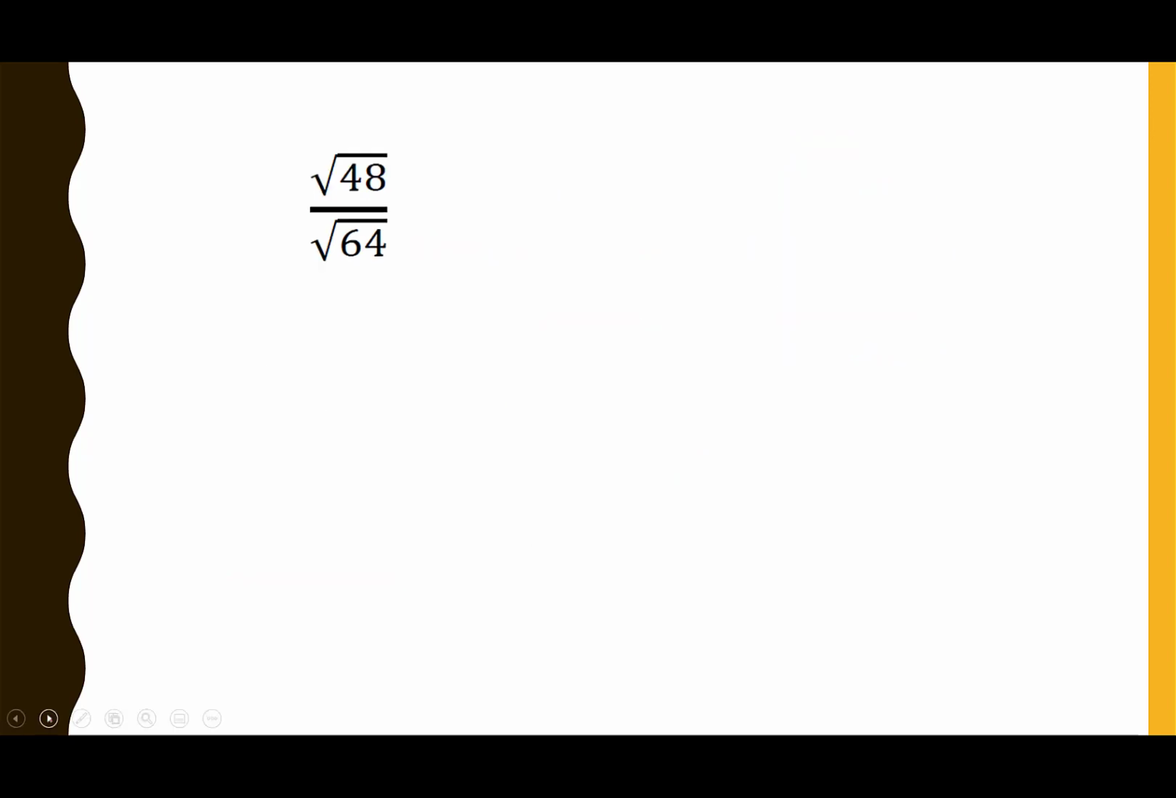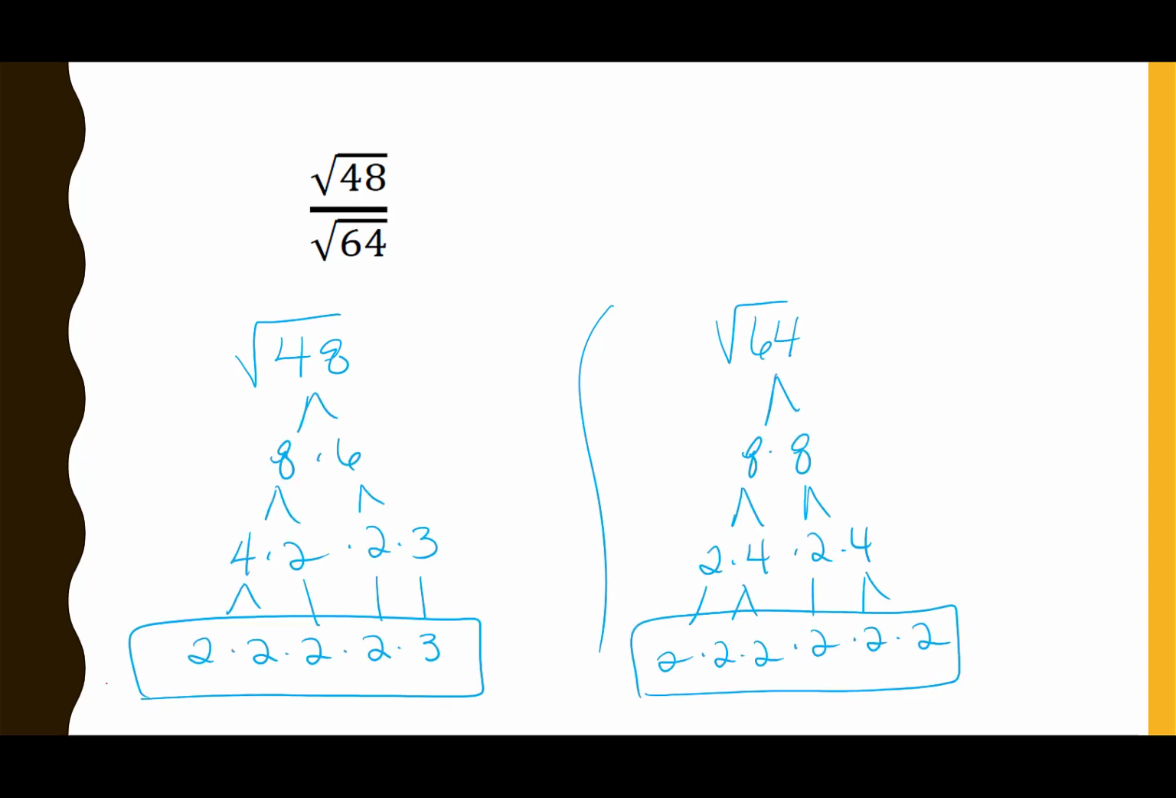All right, let's take a look at one more fraction. This one is already divided into two separate radicals. And so I want you to follow the same pattern that we just did. I want you to take a moment and do a factor tree for the square root of 48 and a factor tree for the square root of 64. Pause the video.